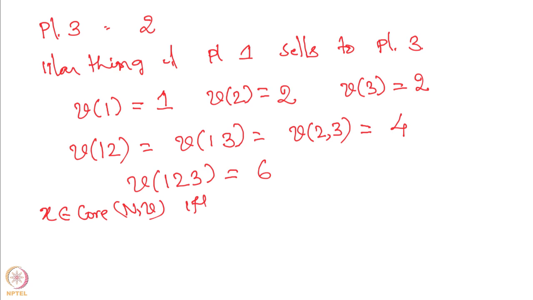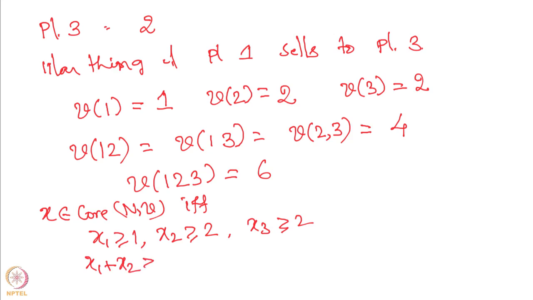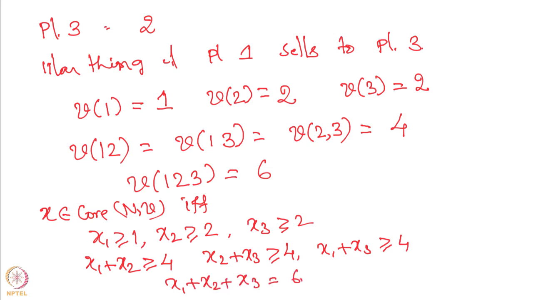So X is in the core if and only if the following happens: X 1 greater than or equal to 1, X 2 greater than or equal to 2, X 3 greater than or equal to 2, then X 1 plus X 2 should be greater than or equal to 4, X 2 plus X 3 greater than or equal to 4, X 1 plus X 3 greater than or equal to 4, then X 1 plus X 2 plus X 3 is 6. In fact, you can say that the only thing which satisfies all these is 2, 2, 2. This is in the core. Core is a singleton here.